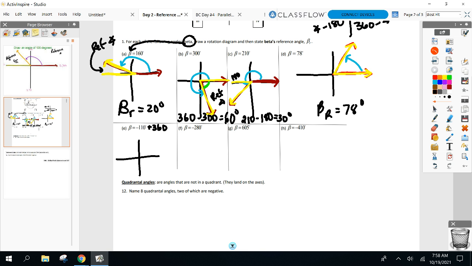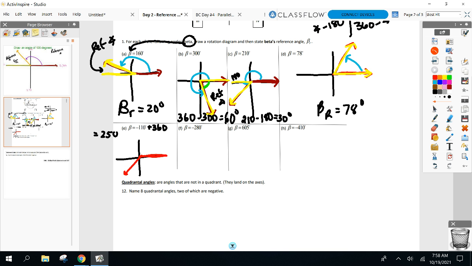So negative 110 is going to be the same as graphing what? 250, yep, which makes me in quadrant 3, yep. So I graph my angle in quadrant 3, closer to 270. But what do I have to make sure of here? Actually, yeah, I'm good. Never mind. I just had a brain freeze. Happens.